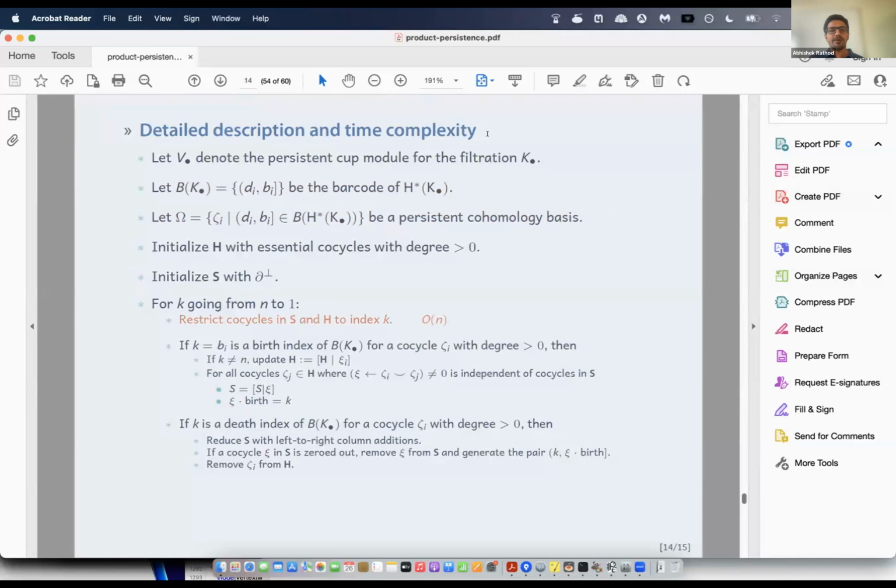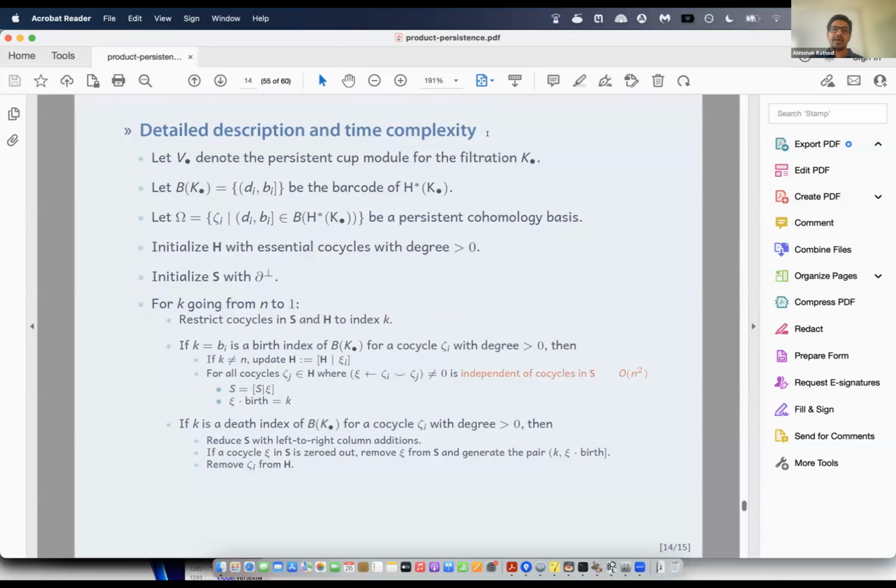Then restrictions of co-cycles at index k can be done in O(n) time, and this is simply by deleting the row k. Then the independence check of co-cycles in the matrix S can be done in O(n²) using standard matrix operations. And note that there are at most n choose 2 pairs to check in the course of the algorithm.